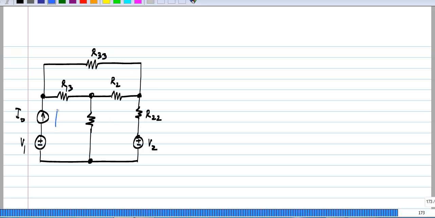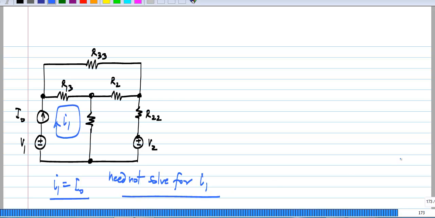Now in this case the situation is even simpler. You know that the current through this branch is the mesh current I1, and that has to be equal to I0 because of the independent current source. So this straight away gives you I1 equals I0, and you don't even have to solve for I1. Okay, now this is analogous to nodal analysis.